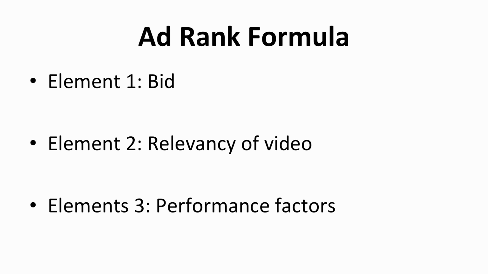The final element for ad rank is the performance factors, such as view rates. Google will evaluate your videos with the keywords you've set and calculate the expected view rates of your video. This is really unpredictable by us, because it's determined by Google based on their own prediction of how many views they expect can be sent to your video.